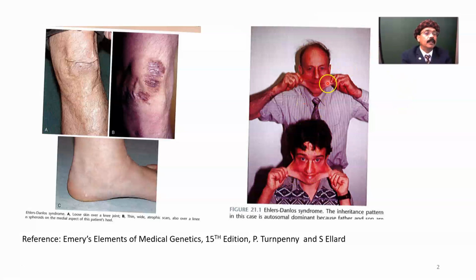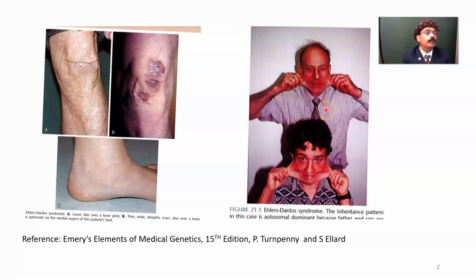If you look at the image of a dad and his son, father and son, they can easily extend the skin. Skin is very lax, like him and like him. These are the features of Ehlers-Danlos syndrome. There will also be hyperextensibility of the joint.